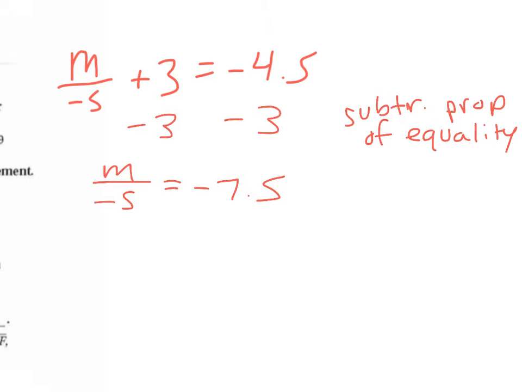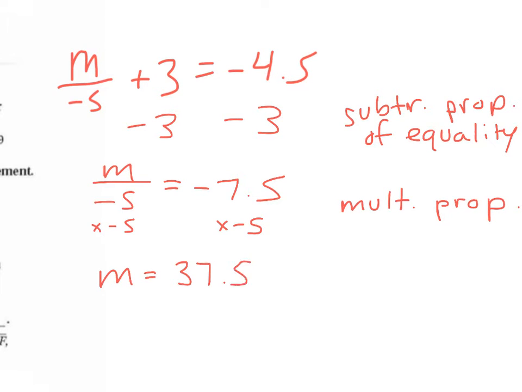What do we do next? Multiply the negative 5 times 7.5. Now we can multiply both sides by negative 5. And what would our justification for this step be? Multiplication property of equality. So we get m is equal to 37.5. It's positive because remember, a negative times a negative is positive. Oh, yeah.